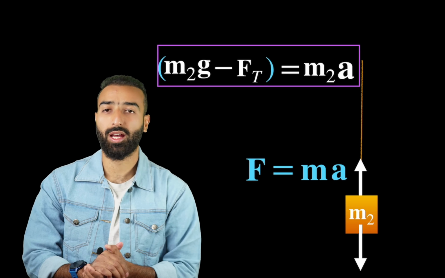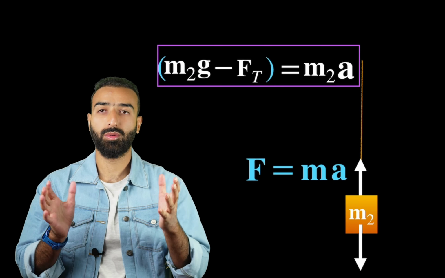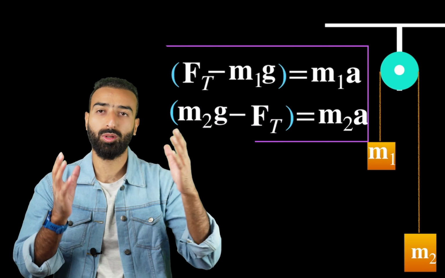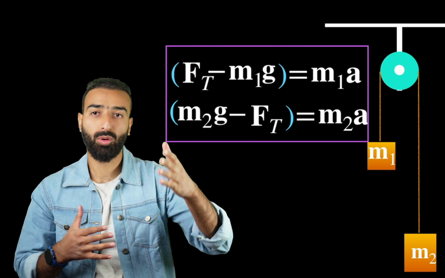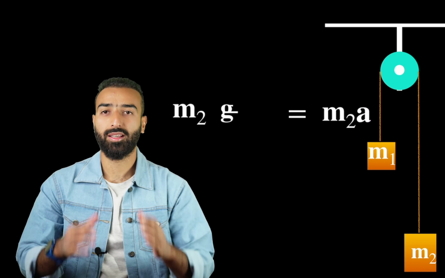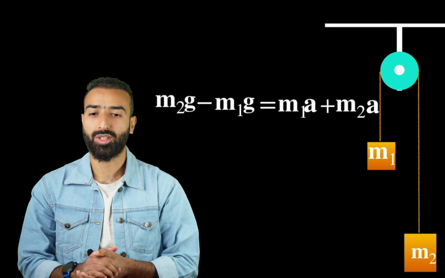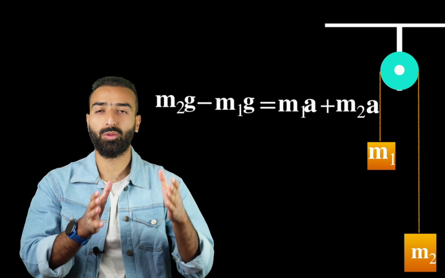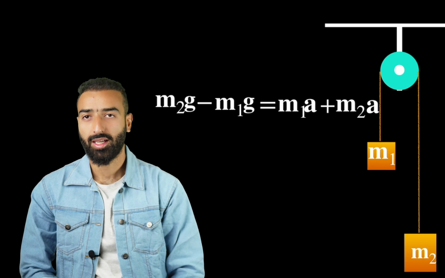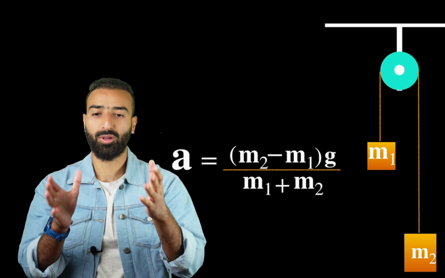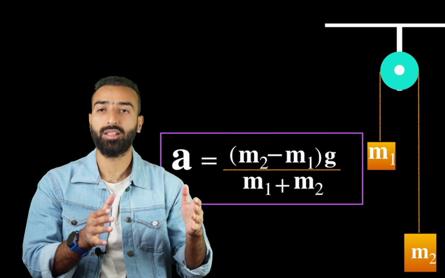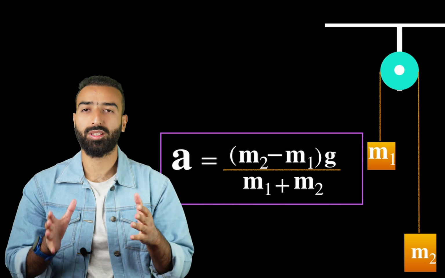Let's summarize what we have done so far. So in summary, we looked at Atwood's machine and using F equals ma, we got two important equations. If we add both these equations up, we can eliminate F of t. Doing that, we get this simple equation, which is m2g minus m1g equals m1a plus m2a. We can rearrange this and write it in a neater form. The neat form looks like this. The acceleration of the system equals m2 minus m1 times g over m1 plus m2.